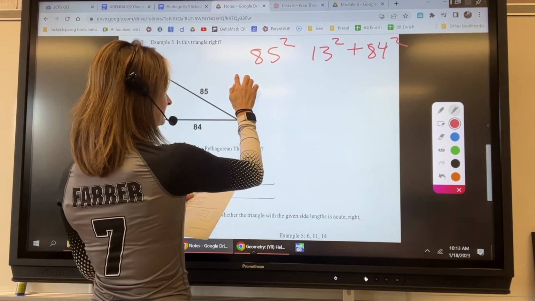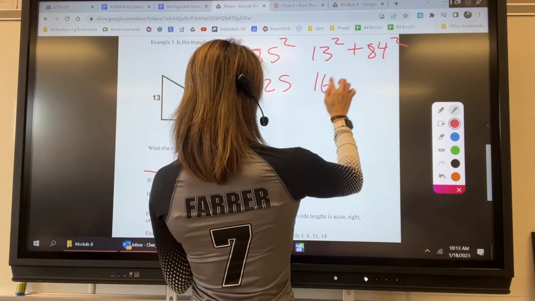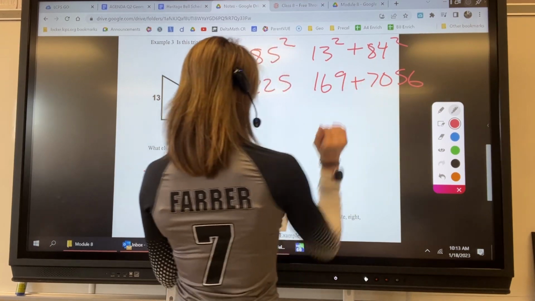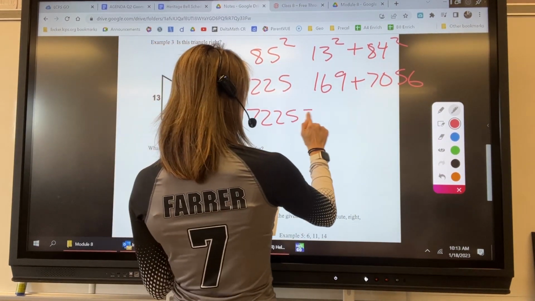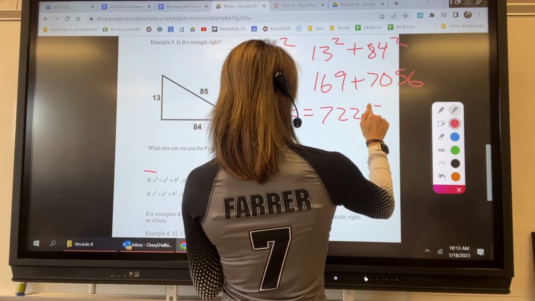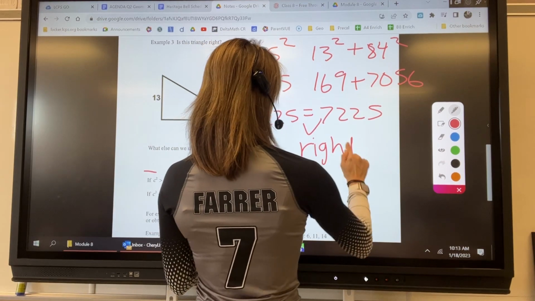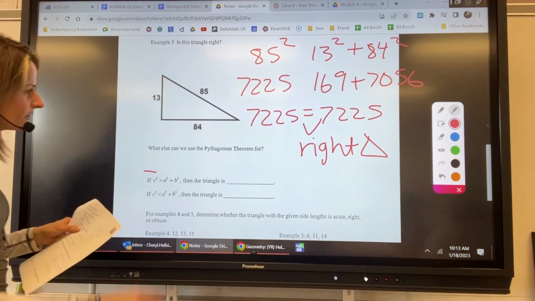This is 7,225, and you're using your calculator. And this is 169, and this is 7,056. We take those numbers, we add them up on our calculator, and we see that 7,225 equals 7,225. So therefore, boom, it's a right triangle.